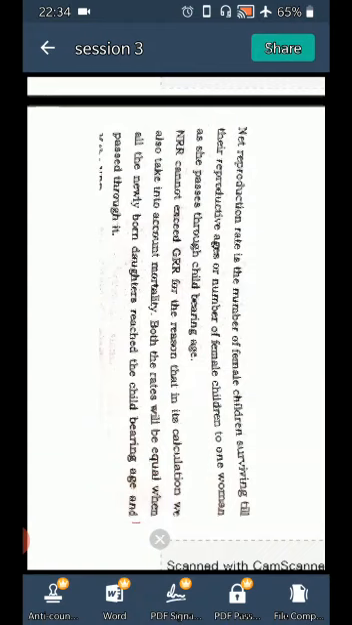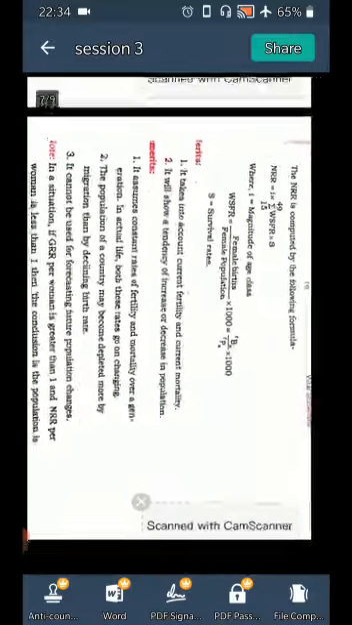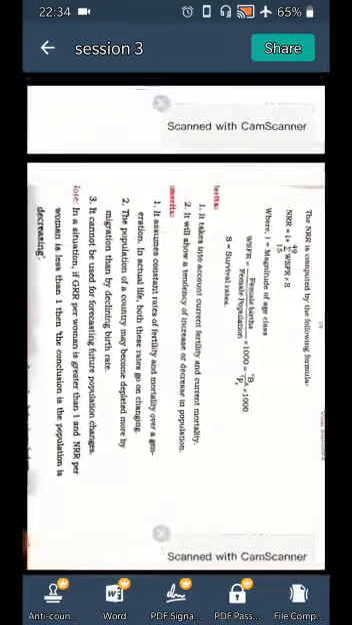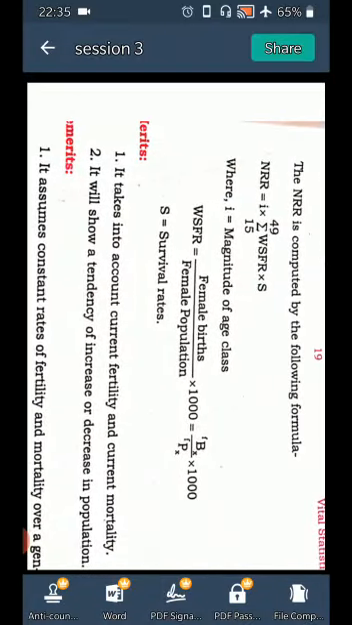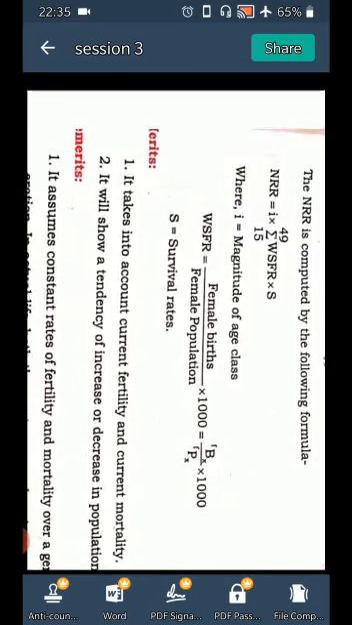So what is NRR? It is the number of female children surviving till their reproductive ages, or number of female children to one woman as she passes through the childbearing age. Now let us see the formula for this. NRR is computed as i into summation WSFR into S. Here again the value is from 15 to 49, that is the childbearing age, where i is the magnitude of the class or width of the class. Then WSFR is again given by female births divided by female population into 1000, which is superscript F capital B subscript x divided by superscript F capital P subscript x into 1000. And here S indicates survival rates.